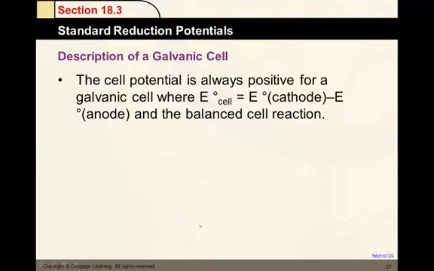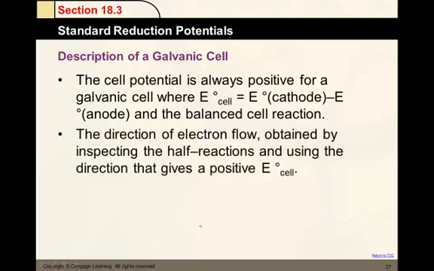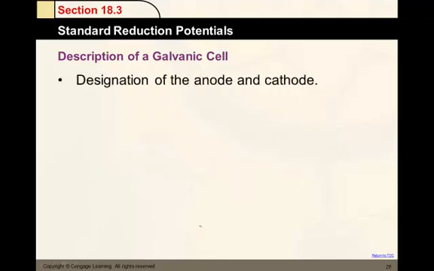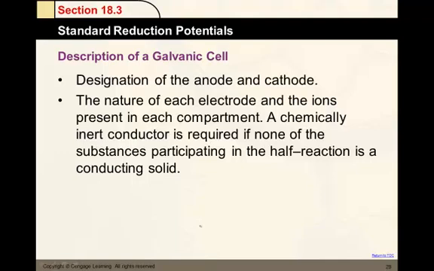So the cell potential is always positive for a galvanic cell, where E cell equals the cathode minus the anode in the balanced cell reaction. The direction of flow is such where E0 cell is positive. So the nature of each electrode and the ions present in each compartment tell us a little bit about where it's placed in the picture.